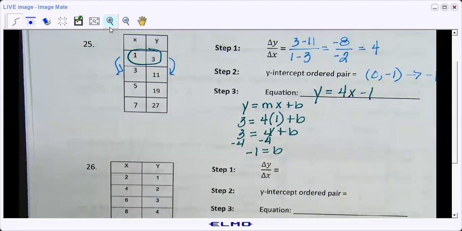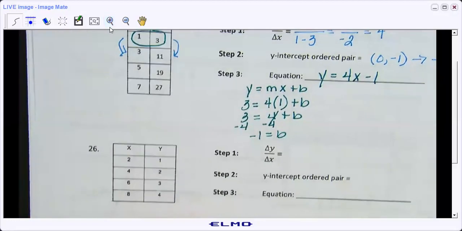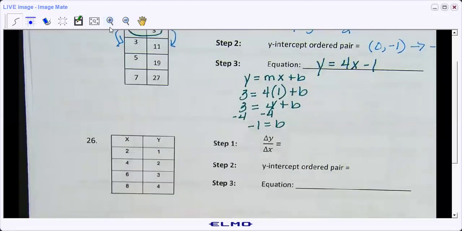Okay, I would like for you to try 26 on your own. Just give it a shot and let's see what you come up with. Pause the video and then you can come back and check your answer when you're done.